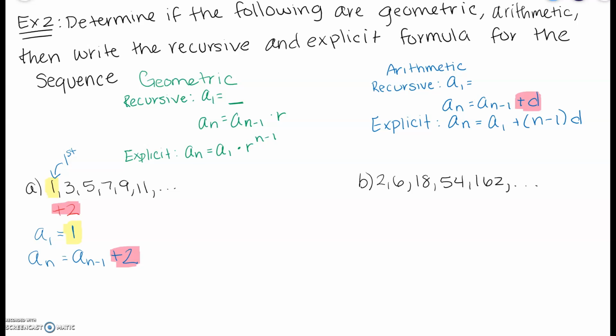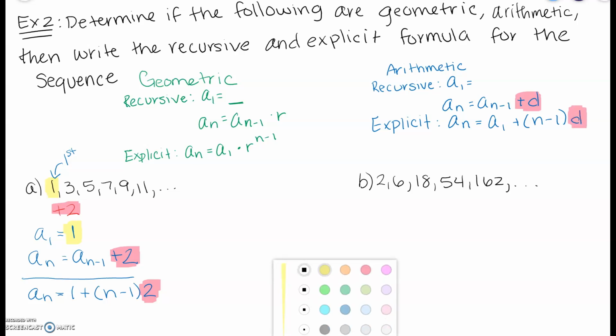Okay. So now we're going to go ahead and jump to writing the explicit formula. So we can start with a of n equals the first term, which is 1, plus n minus 1 times the common difference, which is 2. So again, this right here is here, and then this a of 1 and a of 1 go there.